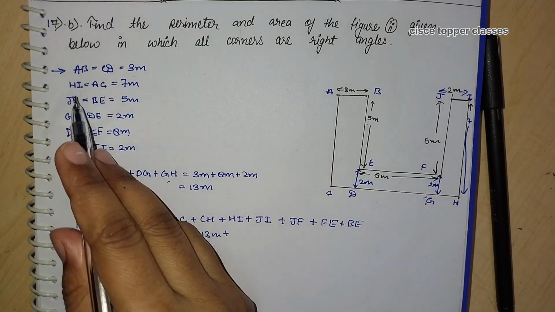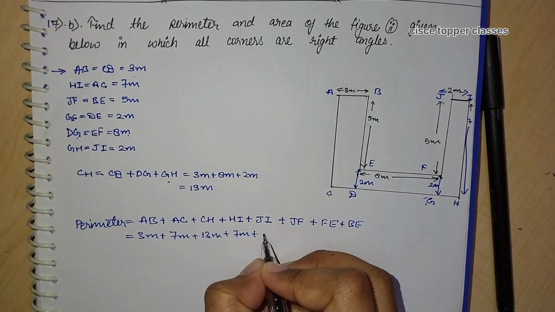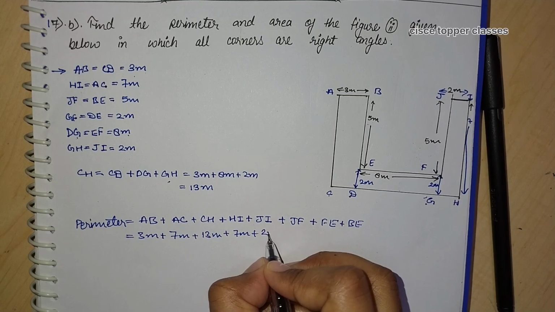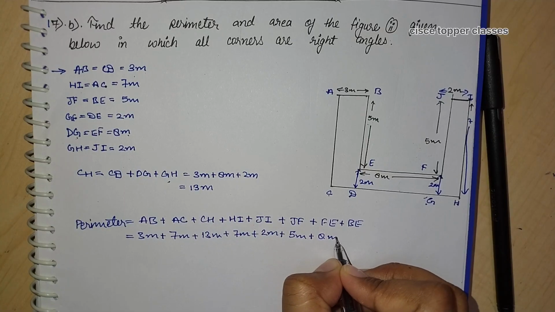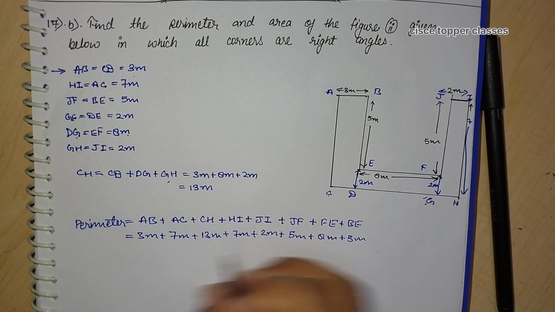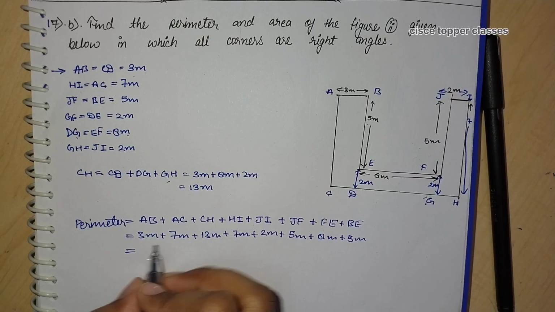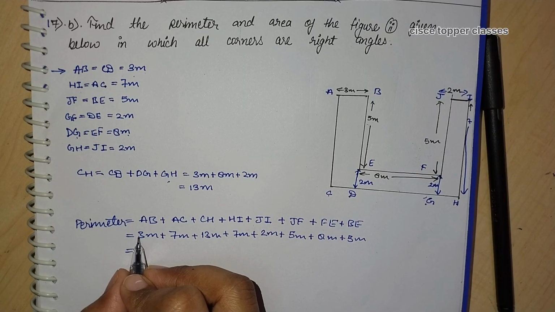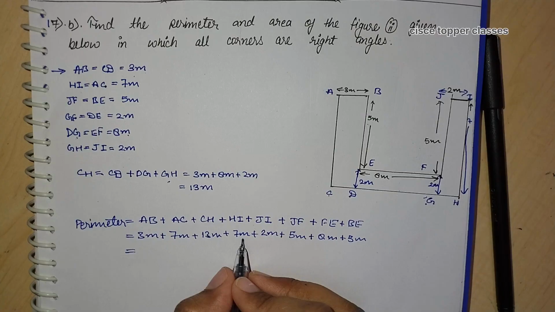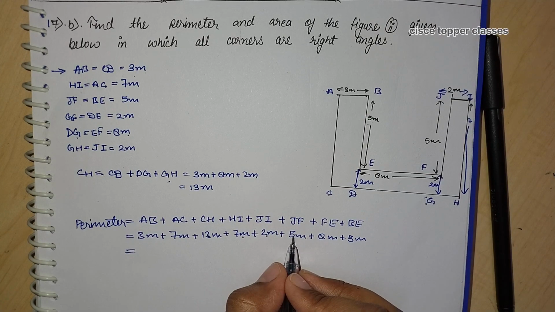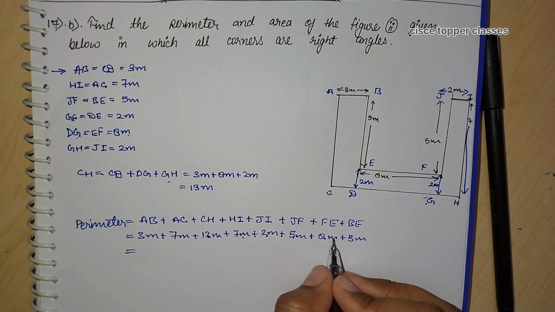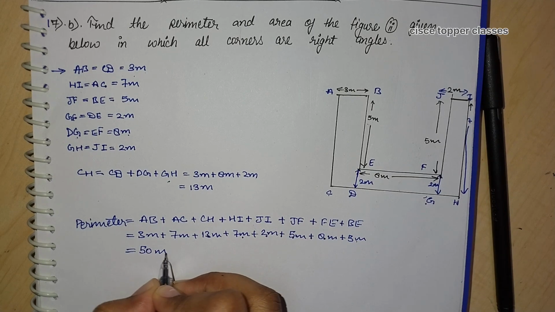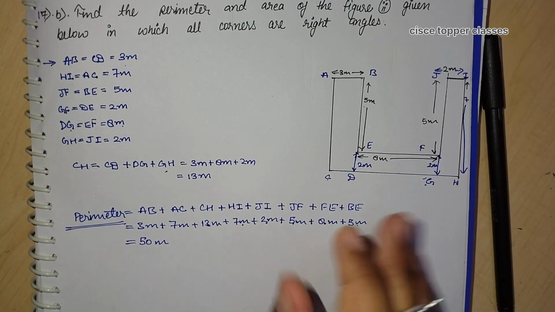And HI is 7 meter plus JI, which is equal to 2 meter. JF is equal to 5 meter. FE is equal to 8 meter. And BE is equal to again 5 meter. We will add all these. On adding we will get 50 meter. 7 plus 3 is 10, 10 plus 13 will be 23, and 23 plus 7 will be 30, 32, 32 plus 5 is 37, 37 plus 8 is 45, 45 plus 5 is 50. So 50 meter is the perimeter of this figure.